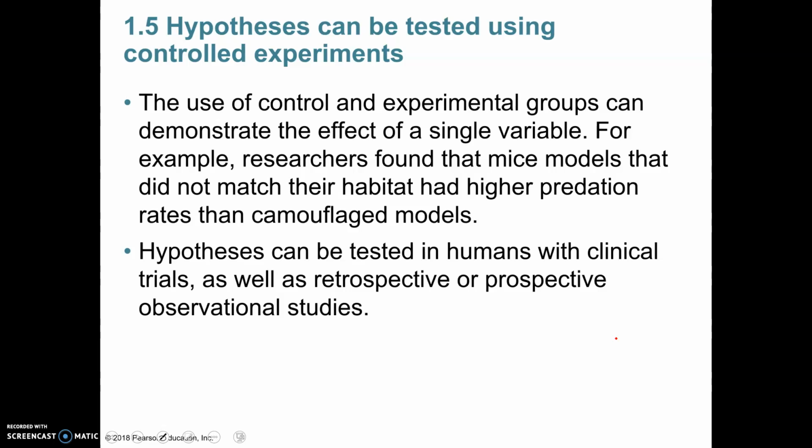And that's what this is explaining. There was an experiment done. This is just a little example that the book gave. They saw there were two groups of mice. So this says the use of control and experimental groups can demonstrate the effect of a single variable.